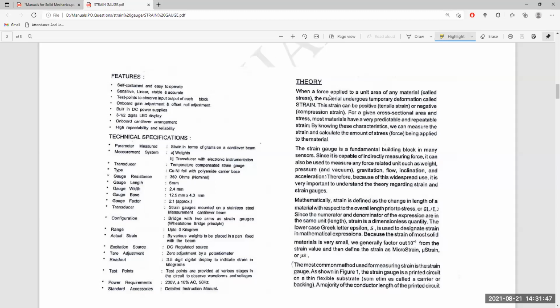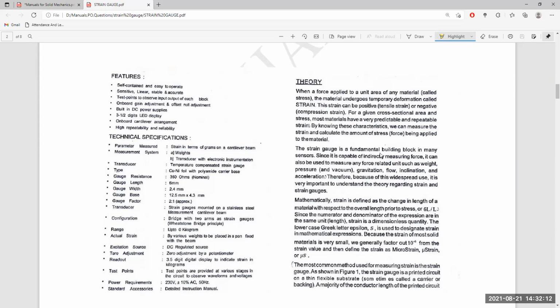What is the theory behind it? When a force is applied to a unit area of any metal, the material undergoes temporary deformation. That deformation, this strain, can be positive, tensile, or negative, compression. For a given cross-sectional area and stress, most materials have a very predictable and repeatable strain. By knowing this characteristic, we can measure it.